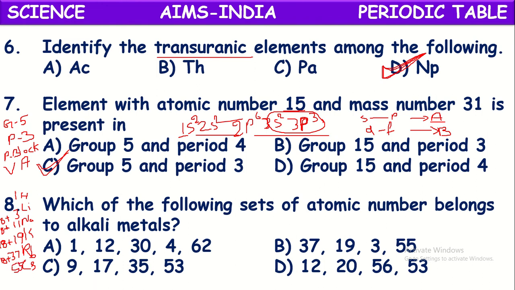See, now these are the atomic numbers of the elements in the alkali metals group: 1, 3, 11, 19, 37, and 55. So where these atomic numbers are given, you see once in which option? I think it is here: 37, 19, 3, and 55. Of course, except hydrogen, because hydrogen is a non-metal. The remaining elements are alkali metals. Okay, if you observe, these four are there in the second option, so it will be the correct answer.